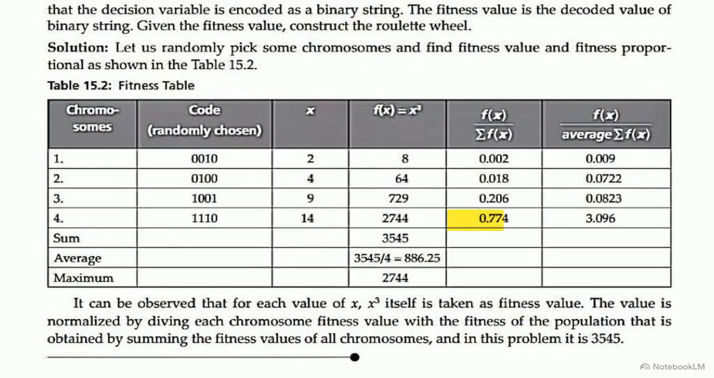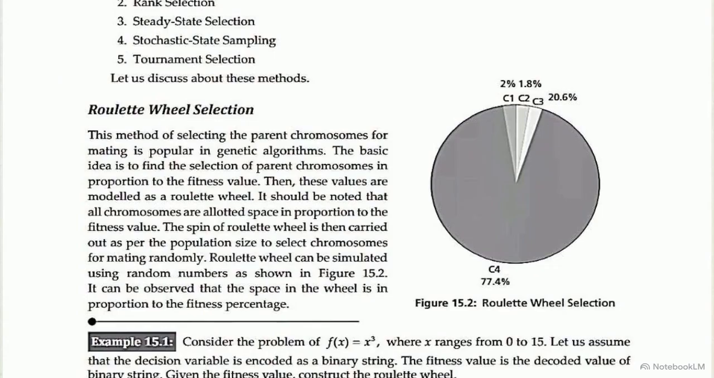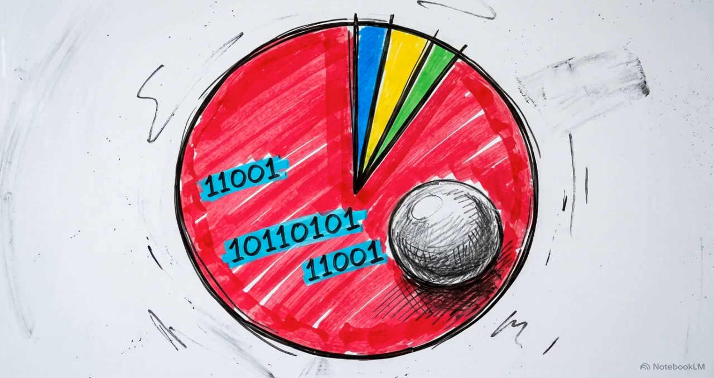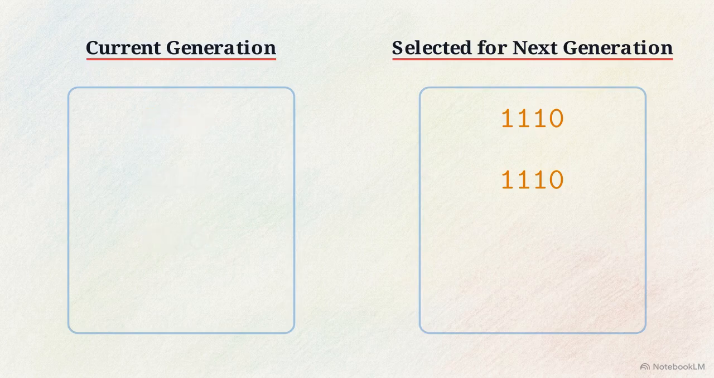By dividing each individual score by that total of 3,545, we get a normalized percentage. Looking at the pie chart, chromosome C4 takes up 77.4%. When the algorithm randomly spins to select parents, C4 is highly favored to be picked. In computer science, survival of the fittest is purely statistical. A higher mathematical score earns a specific bit string a much higher probability of passing its data to the offspring.